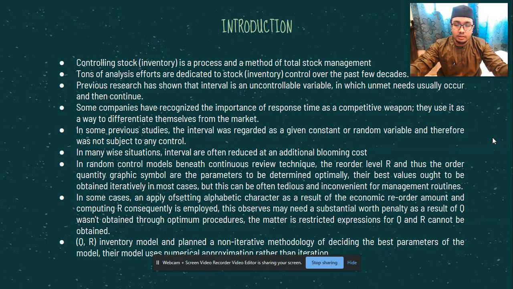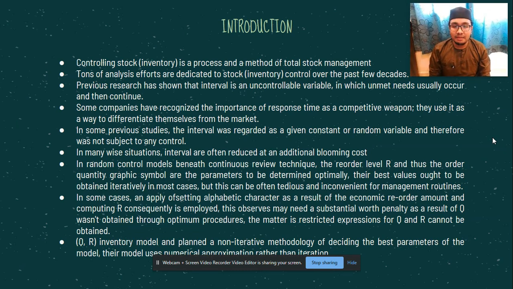Their best values ought to be obtained iteratively in most cases, but this can often be tedious and inconvenient for management routines. In some cases, a practitioner applies the economic reorder quantity as Q and computes R consequently. These users may incur a substantial cost penalty because Q was not obtained through optimum procedures. The matter is restricted. Optimal values for Q and R cannot be obtained.